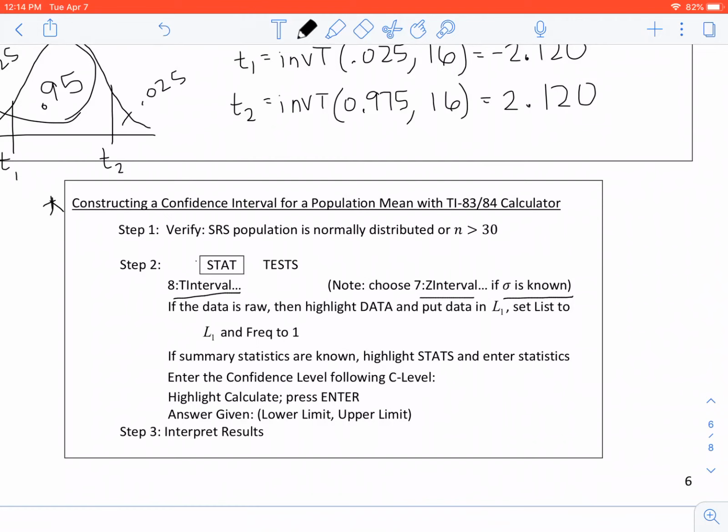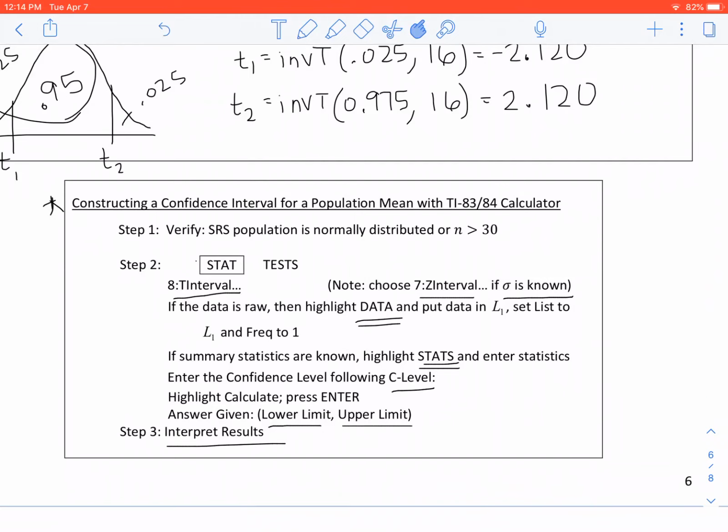If the data is raw, you highlight data and put all the numbers into L1 and set the list to L1 and frequency to 1. If summary statistics are known, we're going to highlight stats and enter in statistics. You're going to enter in your confidence level, hit calculate, and your answer is going to give you the lower limit and your upper limit, and then we do need to interpret.